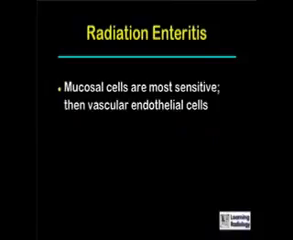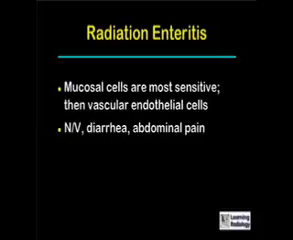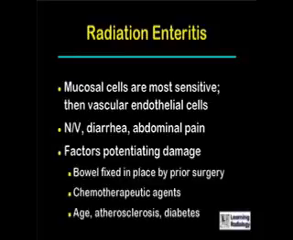Radiation enteritis. The mucosal cells are the most sensitive in the gastrointestinal tract, followed by the vascular endothelial cells. Symptoms of radiation enteritis include nausea, vomiting, diarrhea, and abdominal pain. And some of the factors which can potentiate or accelerate radiation damage include bowel that is fixed in a certain location by prior surgery and its adhesions, certain chemotherapeutic agents, and the patient's age, the presence of atherosclerosis, or the concomitant presence of diabetes.